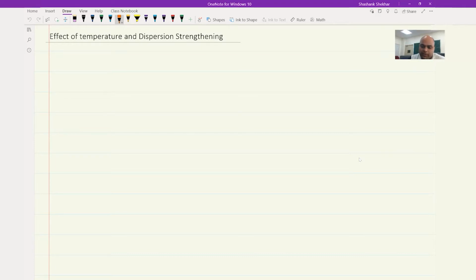So today what we are going to discuss is the effect of temperature first. What is the effect of temperature on the aging curve? And then we will talk about dispersion strengthening. Okay. So let's talk about the effect of temperature first. To understand that, let me first draw the phase diagram.